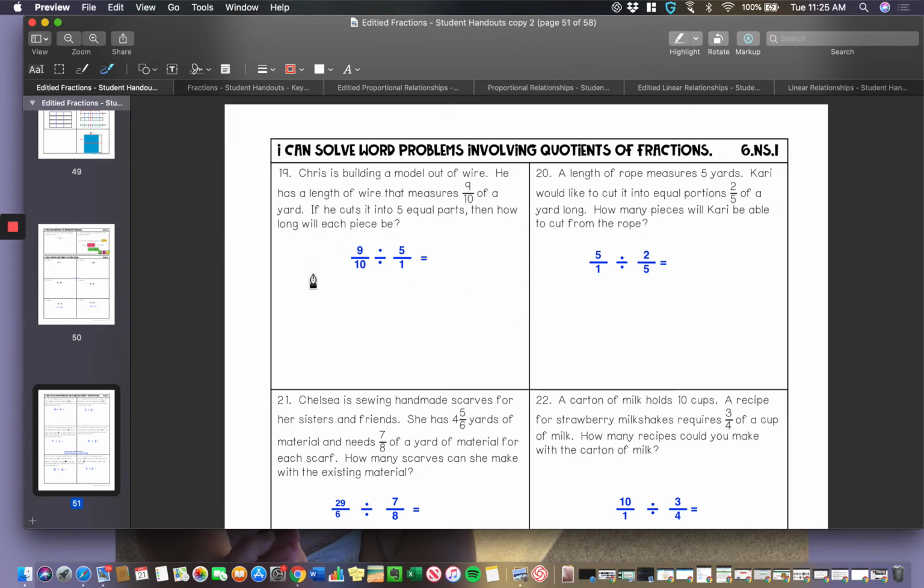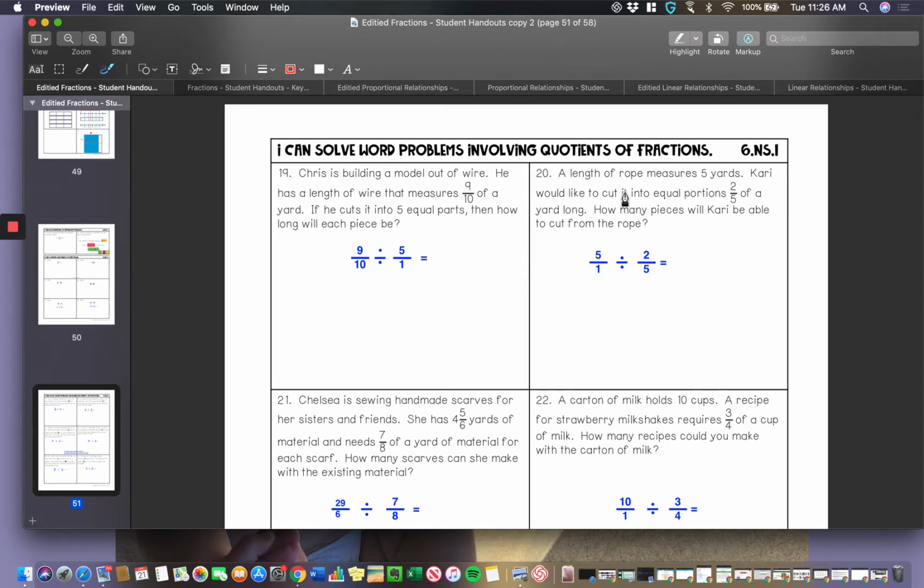So in number 19, it says, Chris is building a model out of wire. He has a length of wire that measures 9/10 of a yard, and he cuts it into 5 equal parts. Then how long will each piece be? Well, if I have 9/10 of a yard of wire, I can split that 5 ways. So it's 9/10 divided by 5. And don't forget, a whole number as a fraction goes over 1.